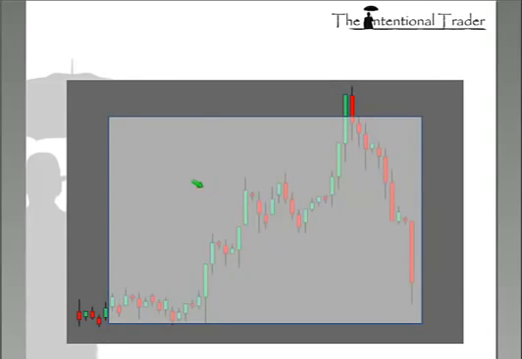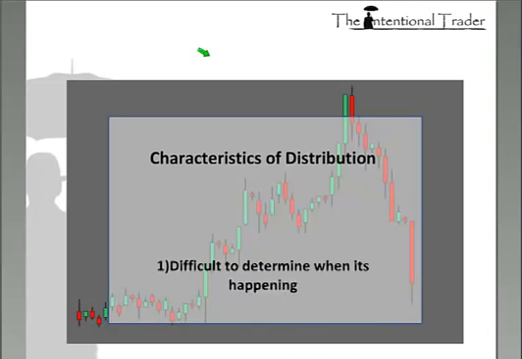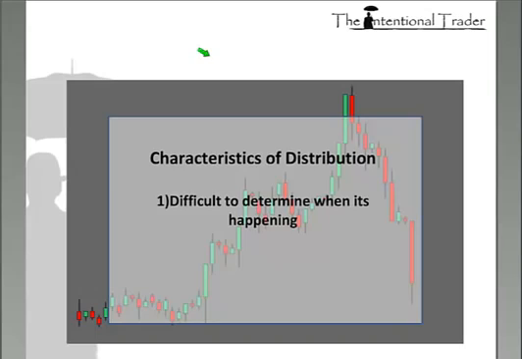All right? So now let's talk about the characteristics of distribution. First we have accumulation, then we have the markup phase, and now we want to see the distribution phase. What are some of the characteristics of the distribution phase? They're going to start offloading some of what they've been acquiring. They're going to start offloading it for a profit. It's very difficult to know when this is happening unless you happen to know when to look and where.